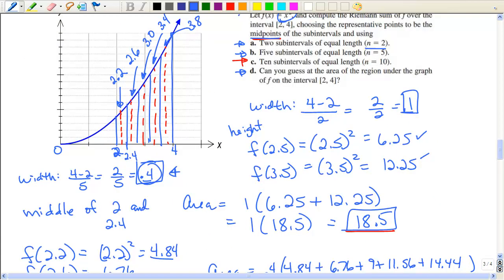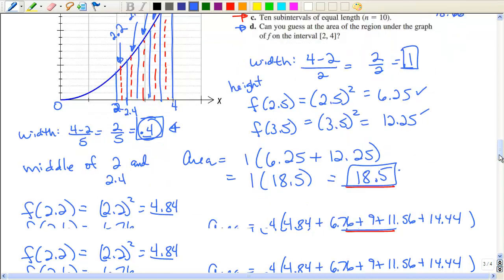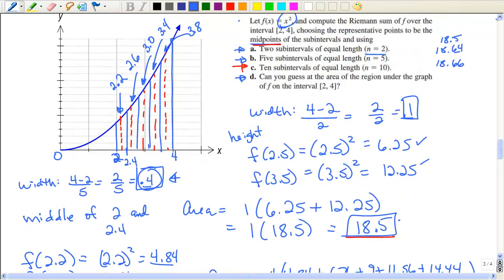So if I go back to part D, it says, can you guess at the area of the region under the graph? Well, let's see. We got 18.5, 18 point something, and 18.66. Well, if I was guessing, I'm thinking it's getting really close to 19. Maybe it's 18 and 2/3, since 0.66 is repeating. That's my guess. It's just a guess. And in the next section, we will learn what the exact answer will be.